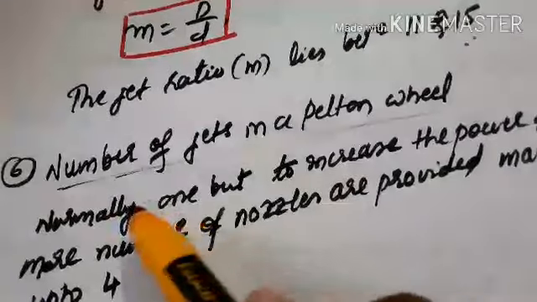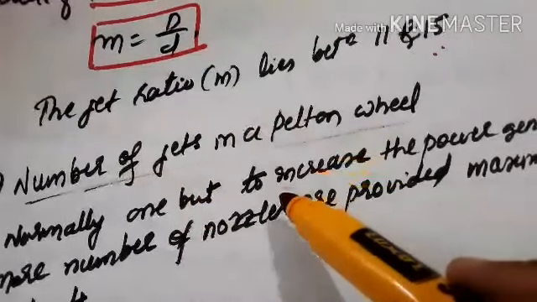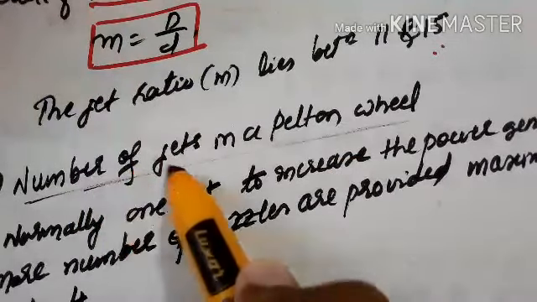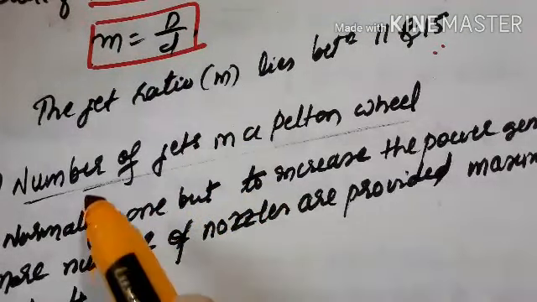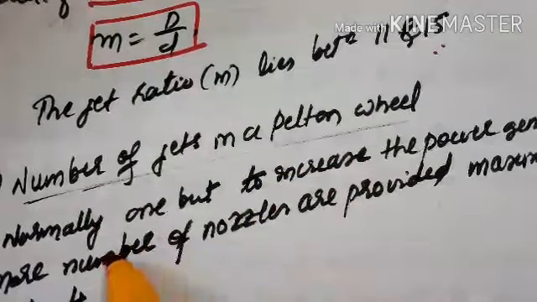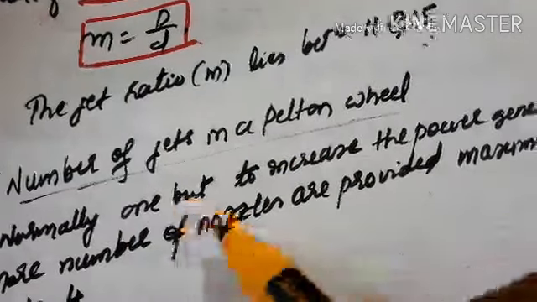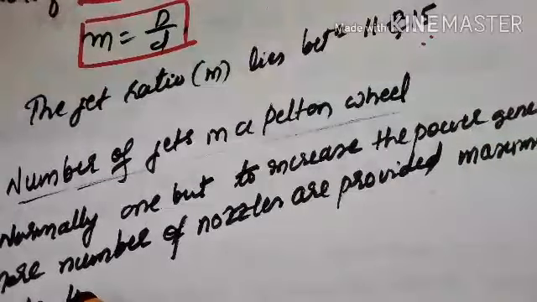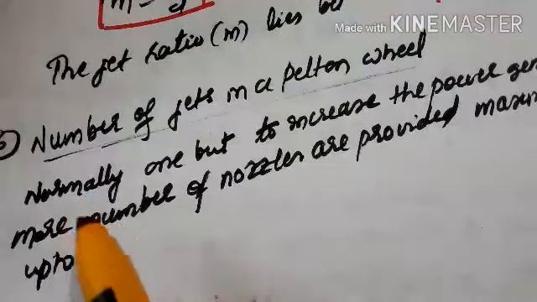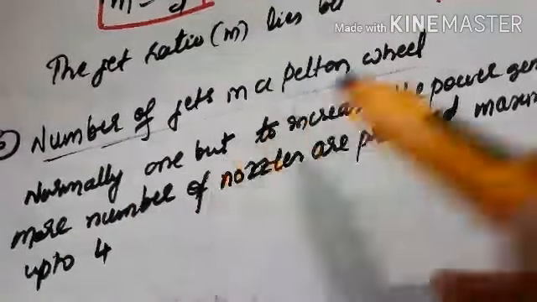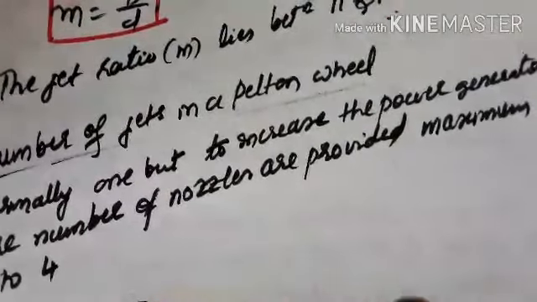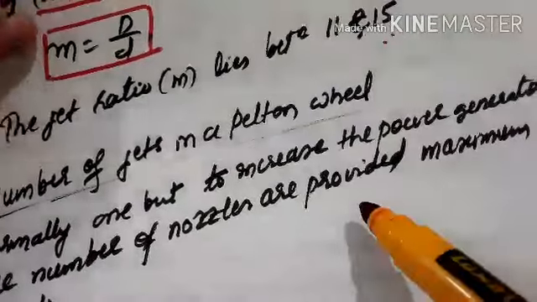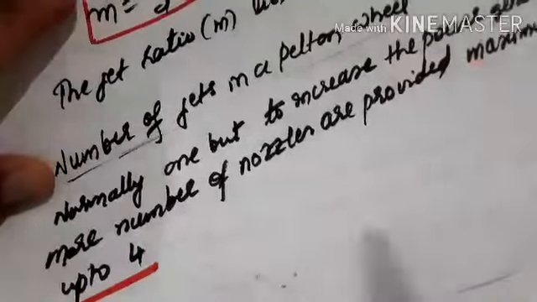Then the next parameter is the number of jets in a Pelton wheel, that means the optimum number of jets required to generate maximum efficiency. The number of jets in a Pelton wheel is normally one, but to increase the power generation, more nozzles are provided, up to a maximum of 4. Generally one jet is provided. If we want to increase the power generation, then more nozzles are provided, so the maximum number of jets will be up to 4.